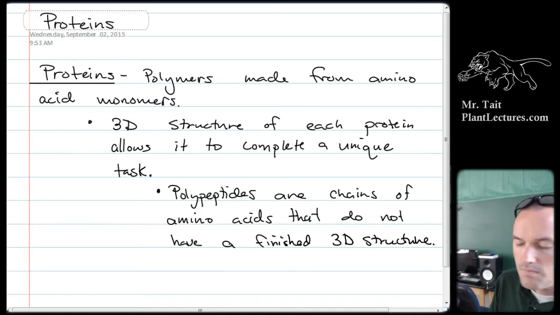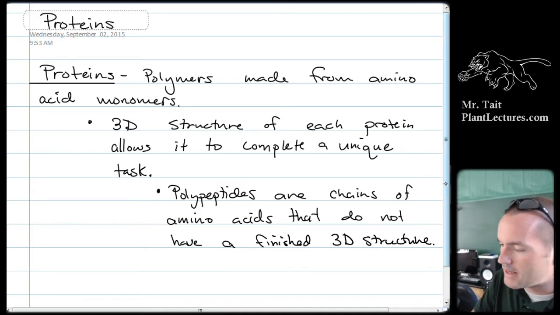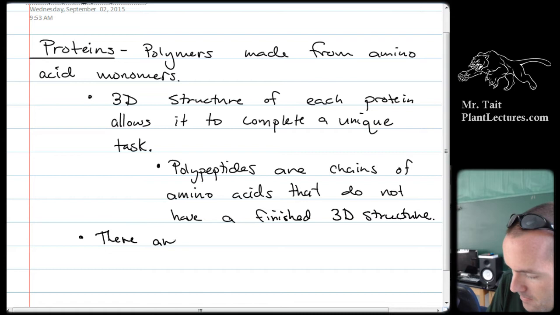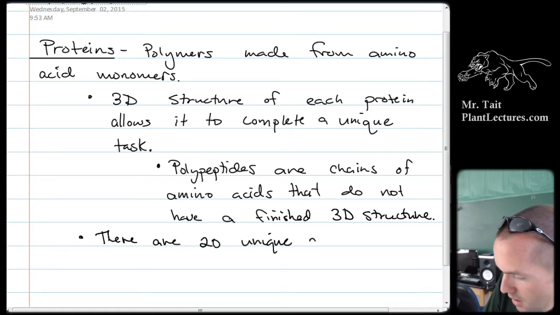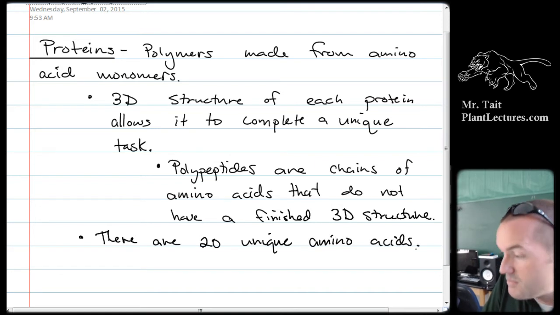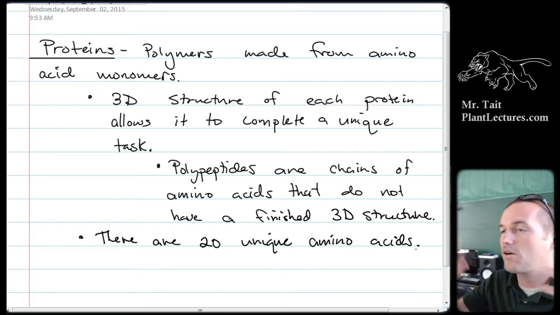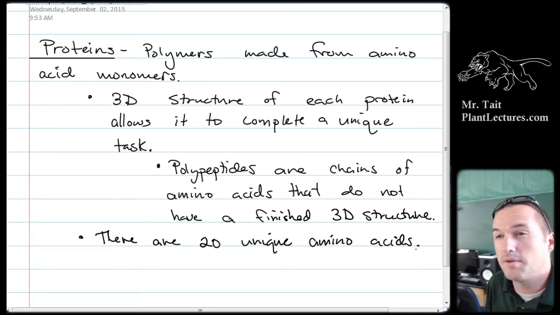Okay? So they're made out of these amino acid things. There are only 20 amino acids, 20 unique amino acids, which seems pretty amazing because we have all of these living things and they all have different proteins, and they do all kinds of crazy things, and they're all made from just 20 amino acids.